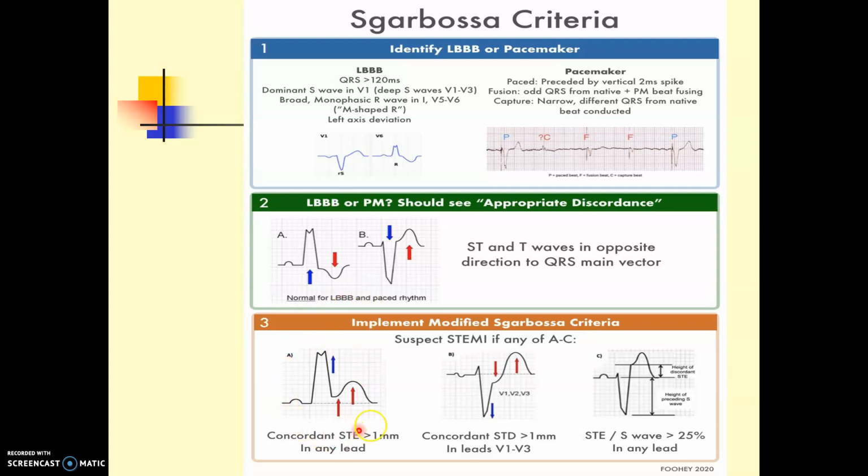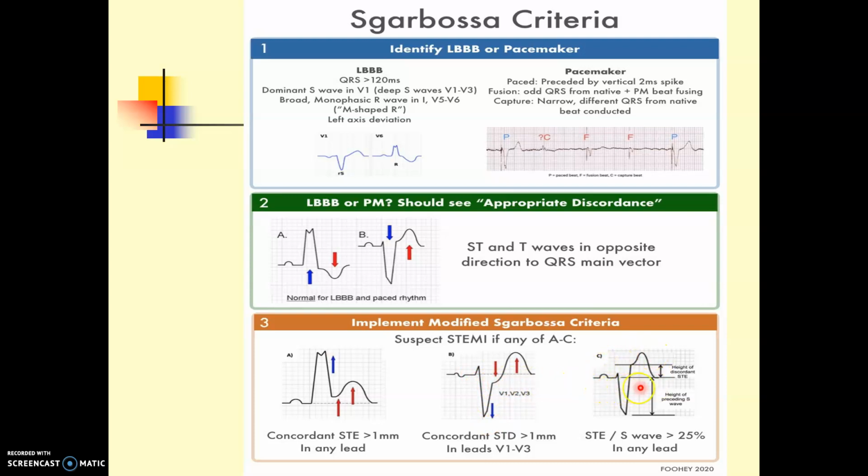So in concordant leads, if the QRS complex is positive, then the ST segment elevates by at least 1 millimeter. These are concordant leads. Or if the QRS is negative, the ST segment depresses by at least 1 millimeter. Or in leads V1 to V3, you have concordant ST deviation of at least 1 millimeter. Remember that V1 to V3 are usually predominantly negative.